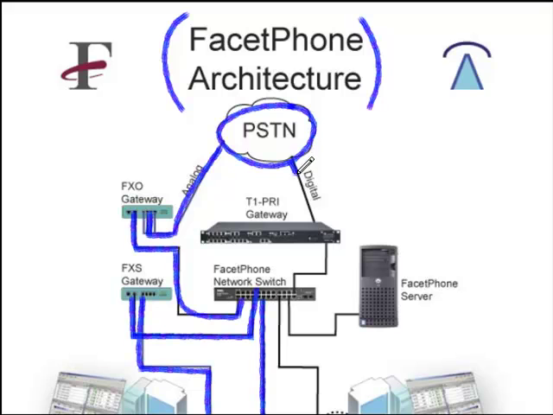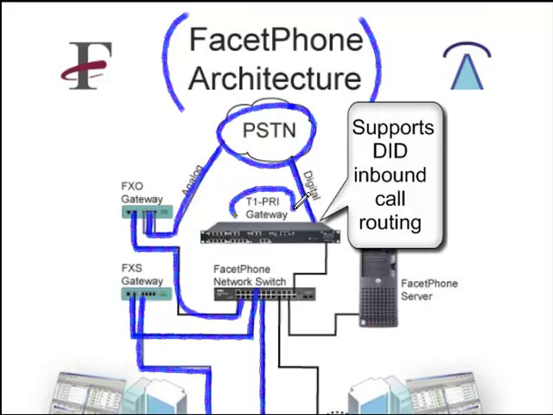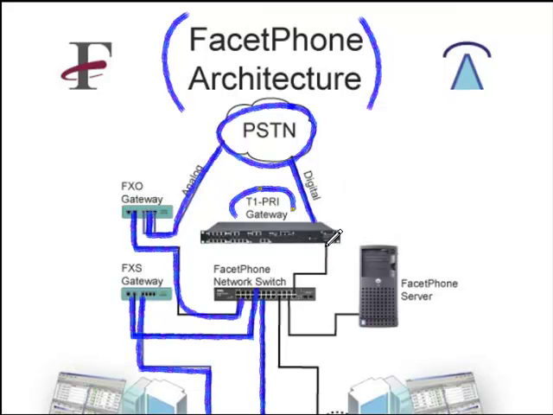Now for the digital side, we're going to bring that down and plug it into a T1 PRI gateway. This device will support up to 23 lines, all digital, and it's also a network device with its own IP, and we bring that down and plug it into the network switch.